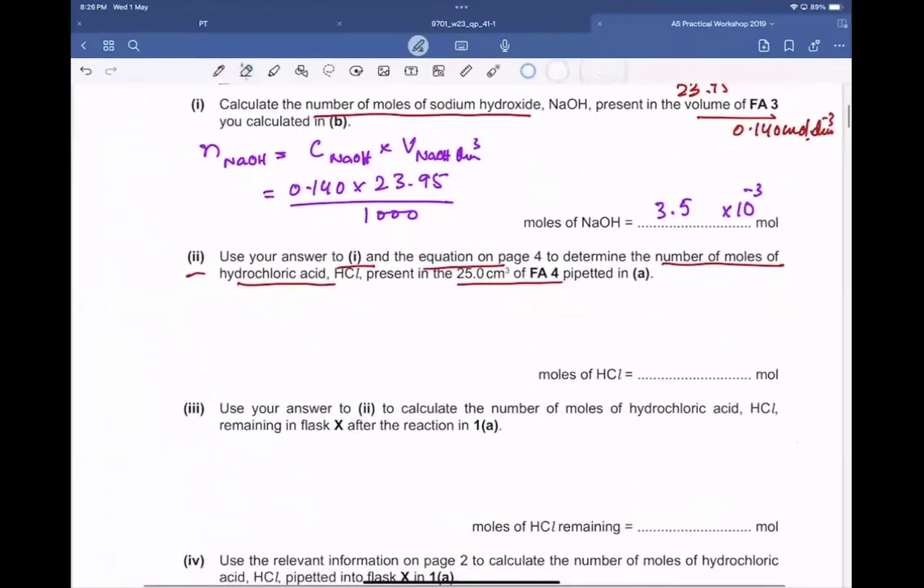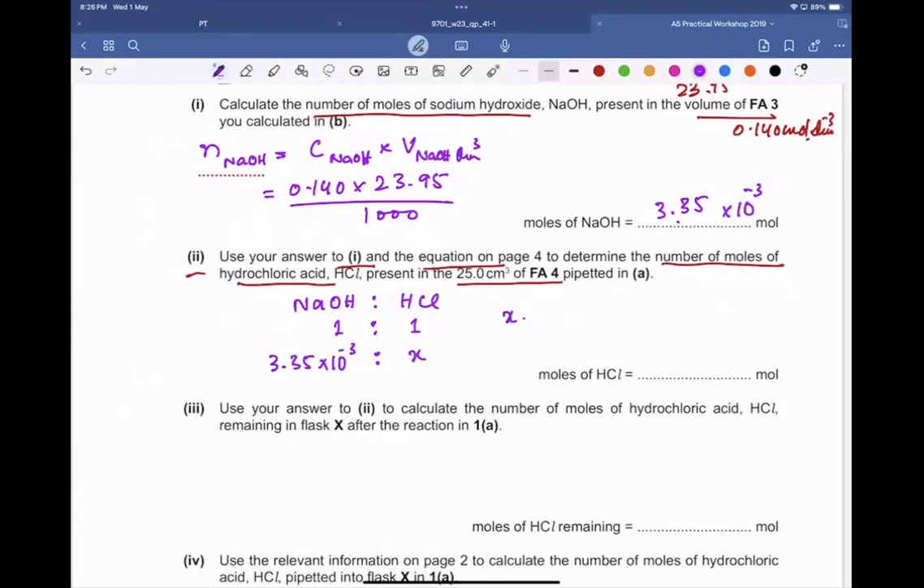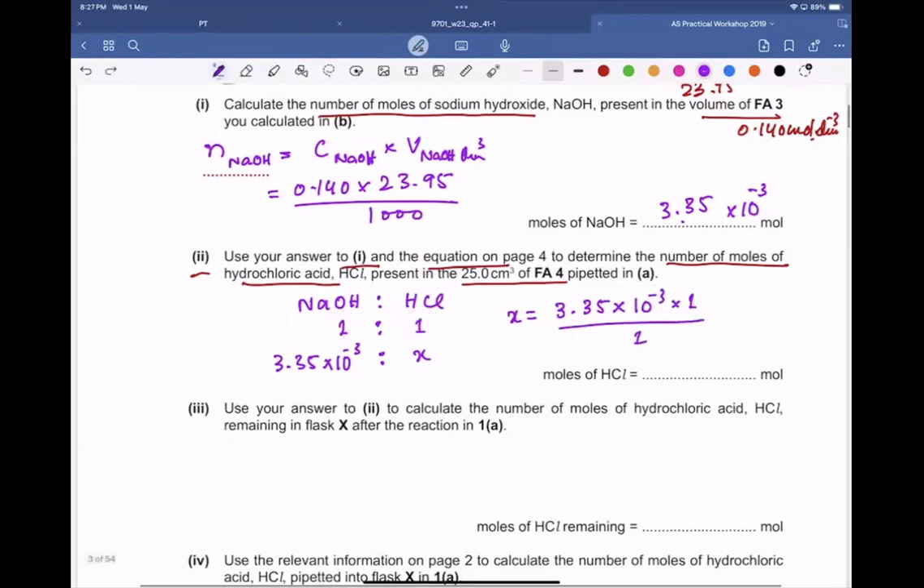Okay, it's 3.35. So we know the moles of sodium hydroxide that are 3.35. We have to calculate the moles of HCl. The ratio from the equation is 1:1. The moles of sodium hydroxide is 3.35 exponent minus 3. So the moles of HCl would be X. If I calculate the value of X, it is 3.35 exponent minus 3 multiplied by 1 and divided by 1 because there we have 1 and 1. So the answer would be 3.35 exponent minus 3. But see, these are the moles in 25 centimeter cube of FA4 because 25 centimeter cube of FA4 was pipetted out and has been used in that titration. Is this clear?